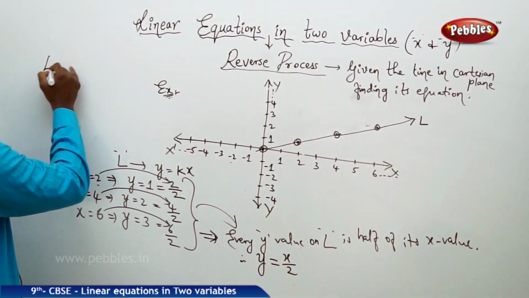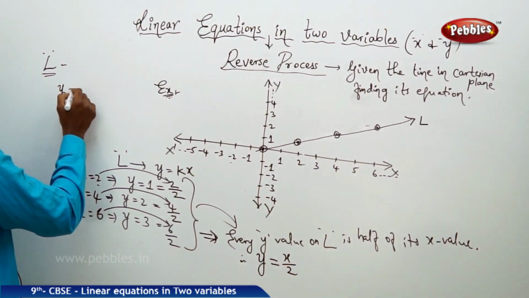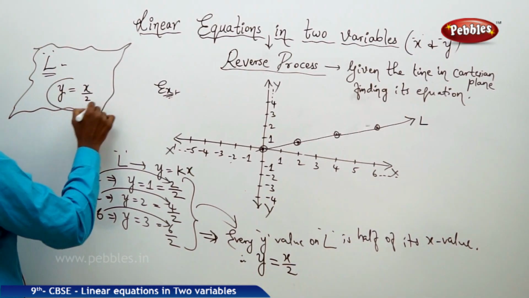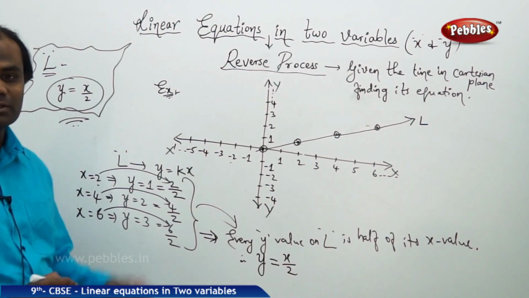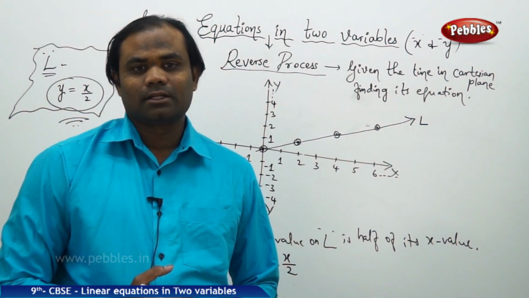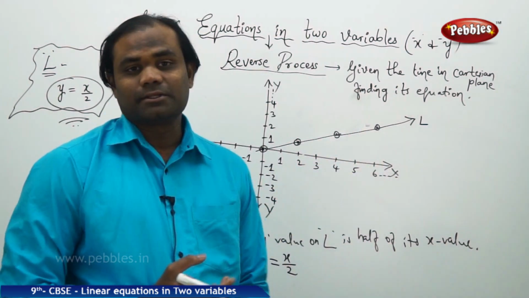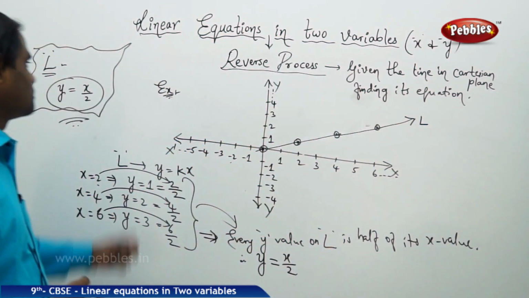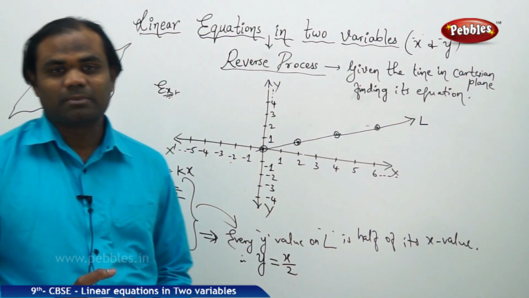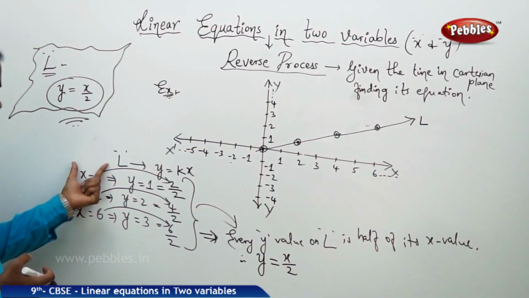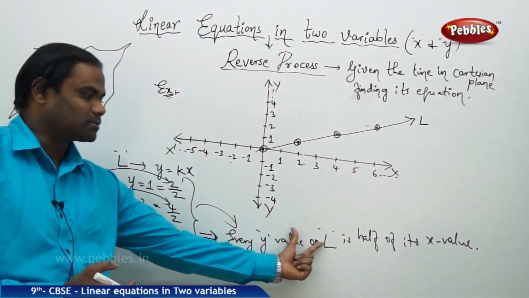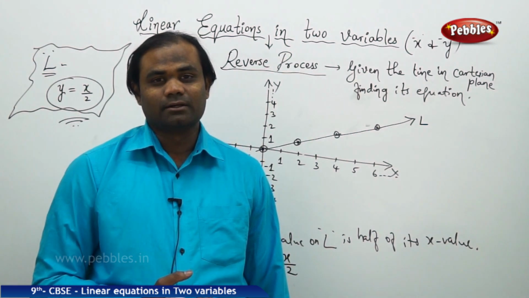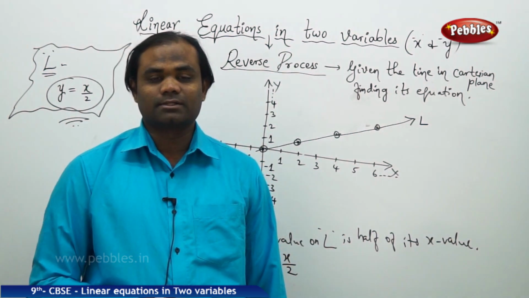Therefore, equation of line L is y equals x by 2, is how I understand. Equation of line can be identified through its line in the graph. This line in the graph in the Cartesian plane is with its equation y equal to x by 2, investigated through its x coordinates and y coordinates, which gives me the condition. Reverse process of understanding the equation of line through its Cartesian graph.